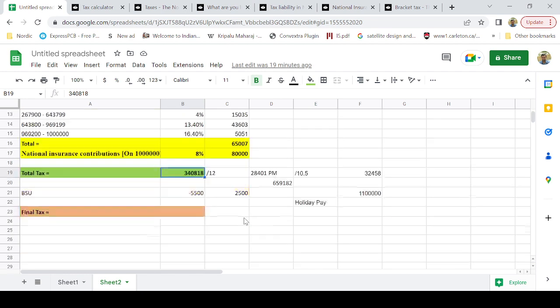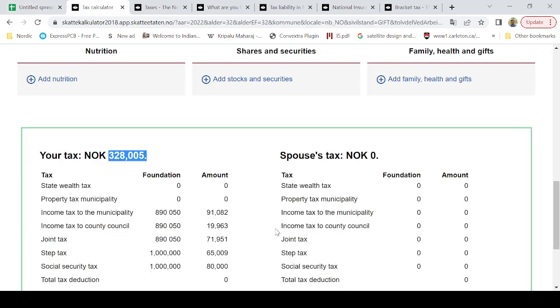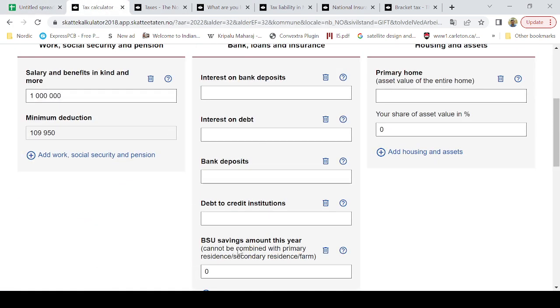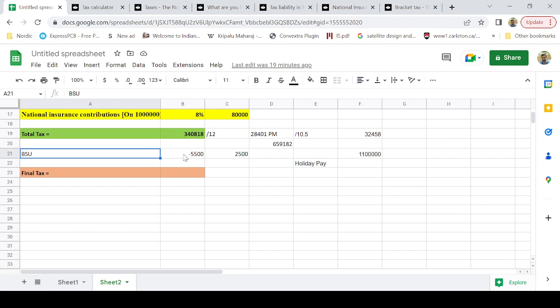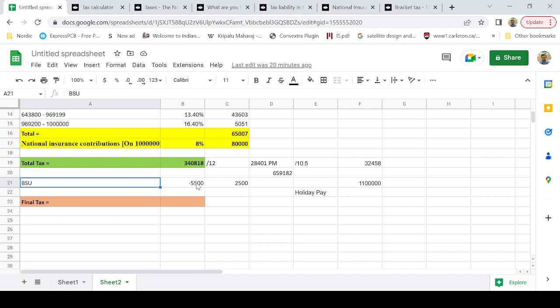Now suppose you have a BSU account, as I told, this housing savings account BSU. Till 2022 it was 5,500 tax benefit if you are contributing 27,500 to that account. If you are less than 34 years of age, then you can deduct this 5,500 from this tax. So it will be 335,318. If you have this BSU, this will be your tax. But if you don't have it, you have to pay this much.